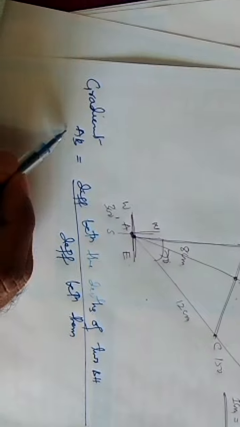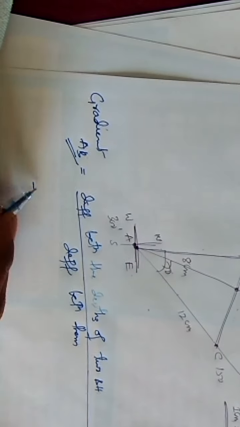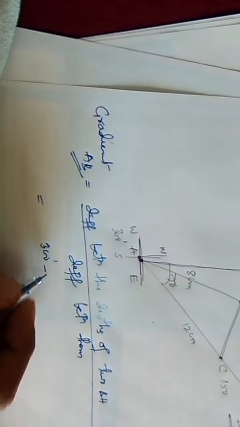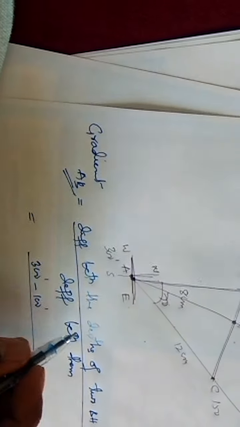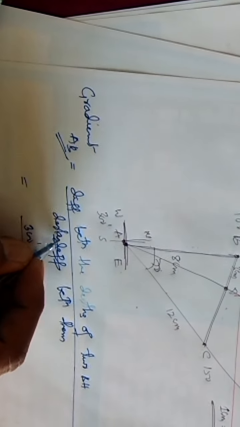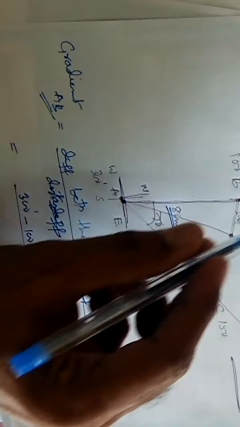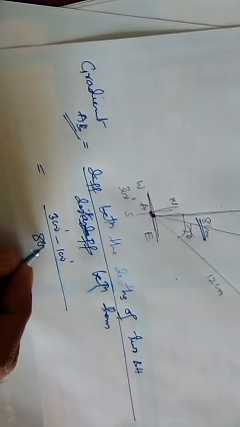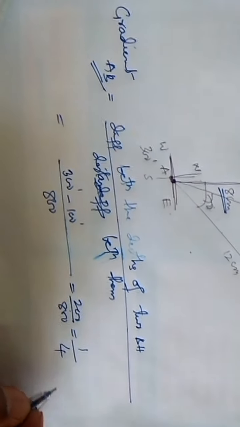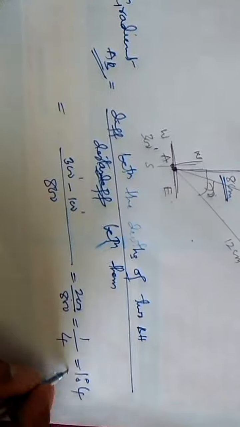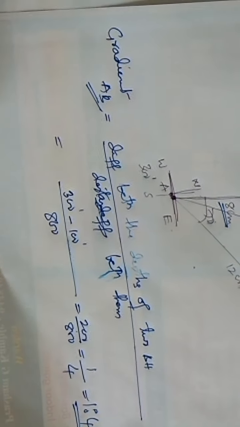Friends, here I have considered AB. A's depth is 300 feet and B's depth is 100 feet. This is the difference, and this is the distance. The distance between these two is 800 meters. 8 centimeters we have taken, it is the 800. You write down, it is the 800. Somewhere you will get 200 divided by 800. It means 1 by 4. 1 by 4 is nothing but 1:4. This is the gradient AB.